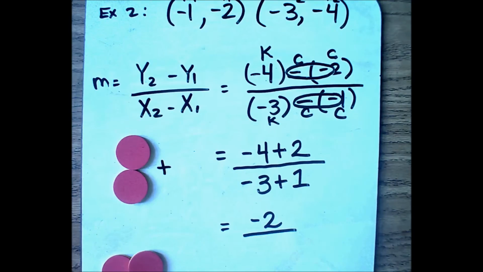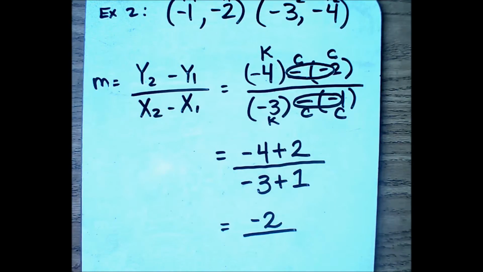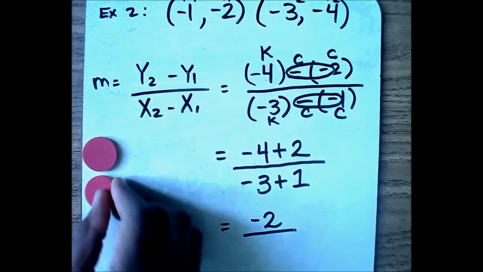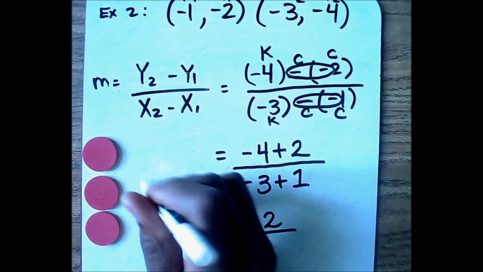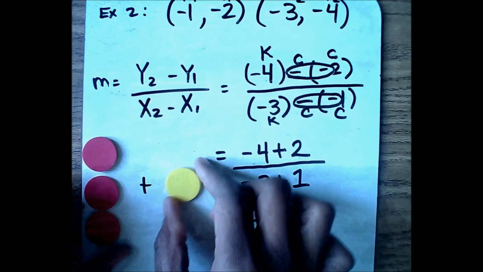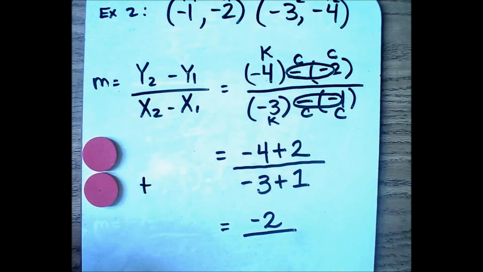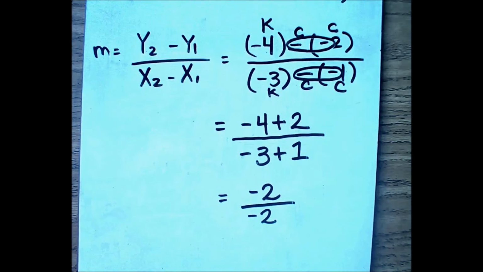Divided by, we're going to do the same thing for the denominator. I have negative 3, so I'm going to represent that by 3 red counters, plus 1, and I'm going to represent that by a yellow counter. Again, I'm going to match up all the things that match, and I have 1 negative, 1 positive. All I have left is 2 red, so that represents negative 2. This is a very easy way to teach integers, so I definitely suggest that everyone uses positive and negative counters.